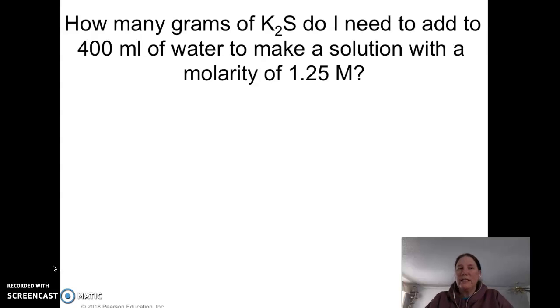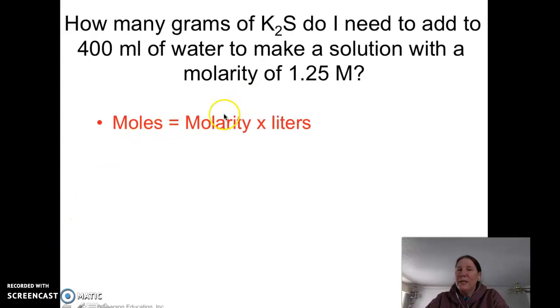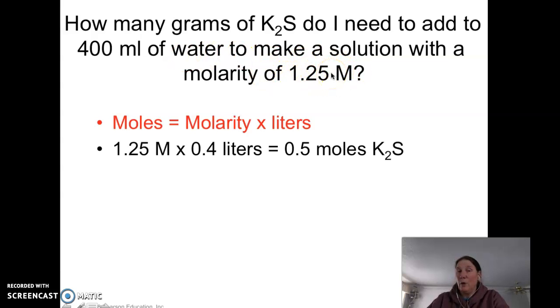All right, so let's say I need to make a solution for lab, potassium sulfide, and I need 400 milliliters of it, and I need it to be 1.25. So now I need to figure out my grams of K2S. I need to figure out my grams of solute. If we remember, molarity is moles divided by liters. Well, moles, if you manipulate that formula, is molarity times liters. So if I take this and change it to liters, 0.4, and I multiply by the molarity I want, I'm going to get moles. Okay, so now I know how many moles I need of potassium sulfide.